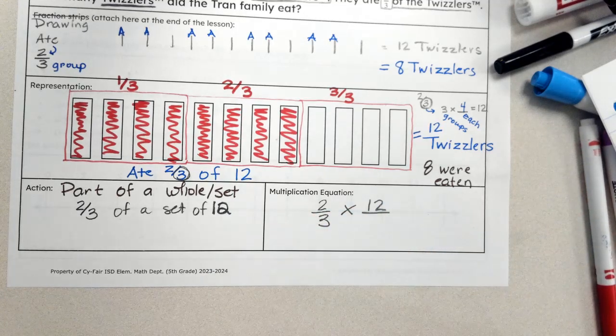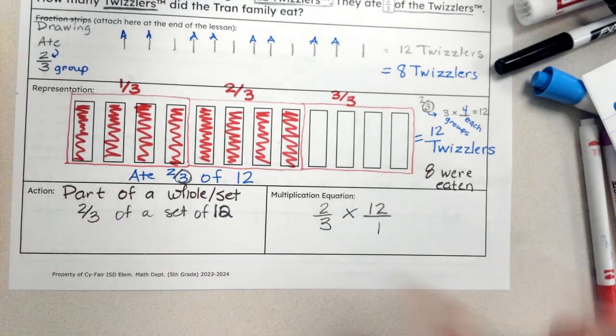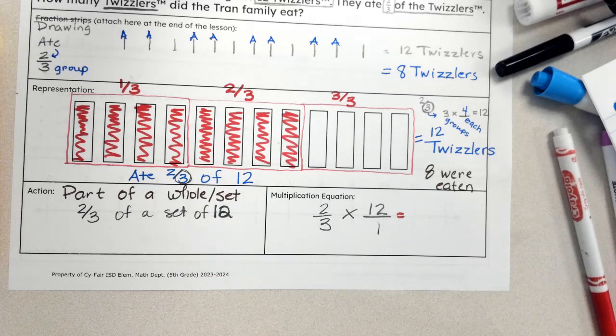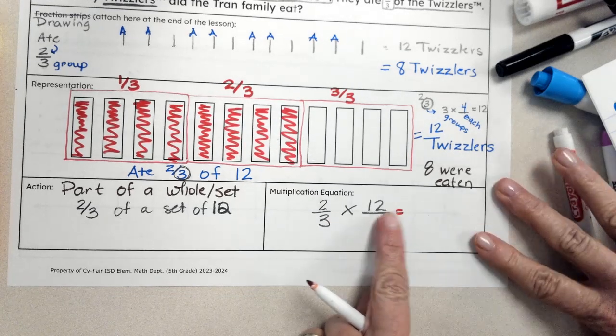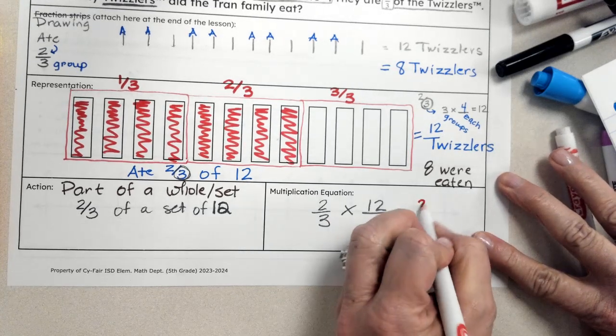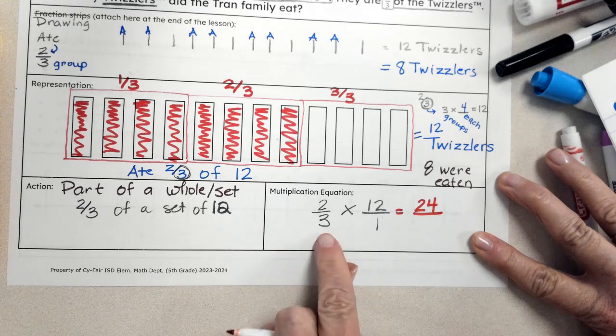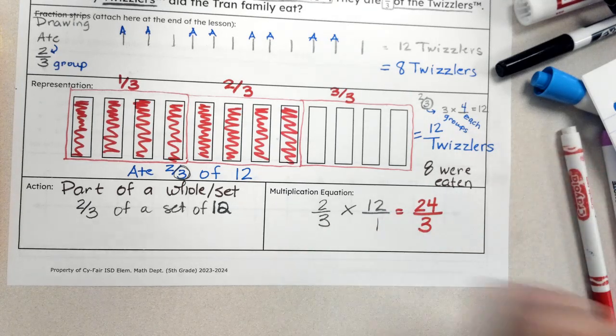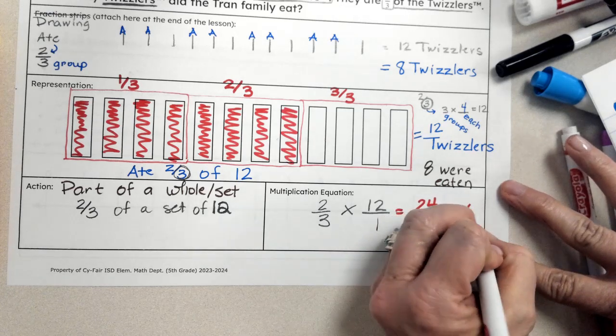And without changing the value at all of the number 12, what are we going to need to add underneath the number 12, Will? We're going to put the number 1, and then we just simply multiply numerator times numerator, denominator times denominator. What is 2 groups of 12 going to give you? 24. And what does 3 times 1 give you? 3. And what is 24 divided by 3? 8. Same answer.